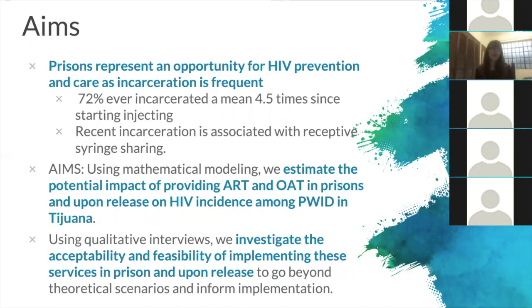So the aim of this study was to use mathematical modeling to estimate the potential impact of providing ART and OAT in prisons and upon release on HIV incidence among this population, and to use qualitative interviews to investigate the acceptability and feasibility of implementing these services in prison.